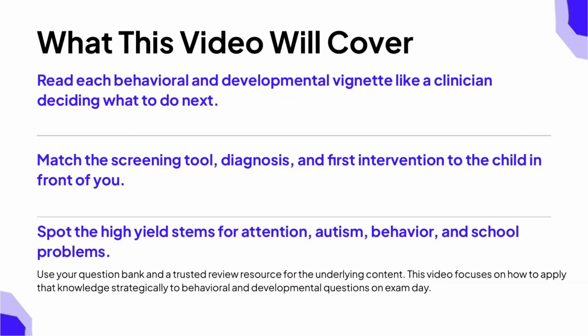First, we will learn how to read a behavioral and developmental vignette, the way a clinician does, asking what the next best step actually is for this child. Second, we will match the screening tool, the diagnosis, and the first intervention to the patient in front of us. Third, we will learn to recognize the high-yield stems for attention, autism, behavior, and school problems.